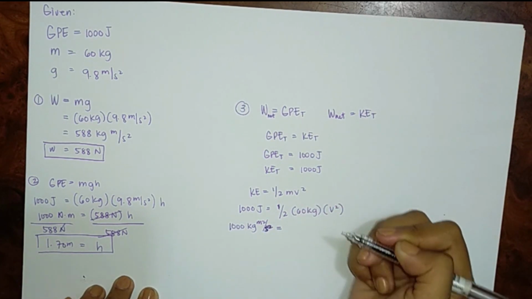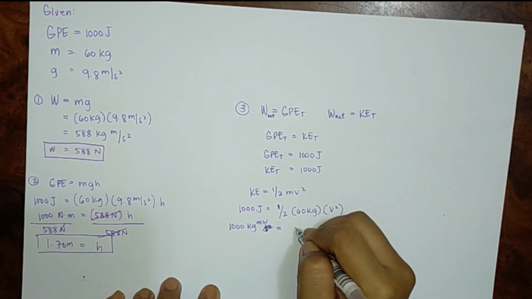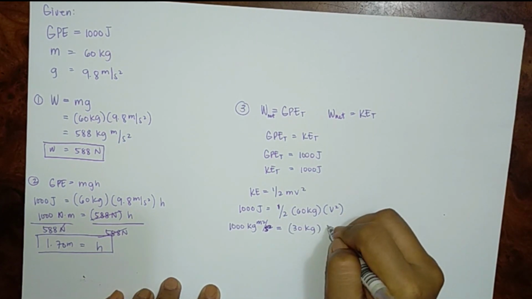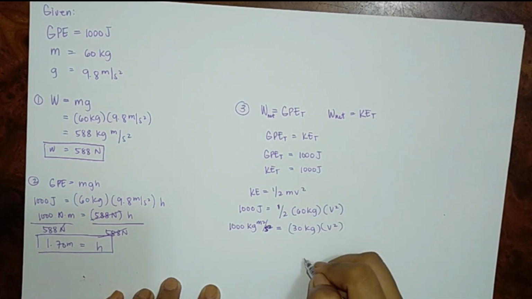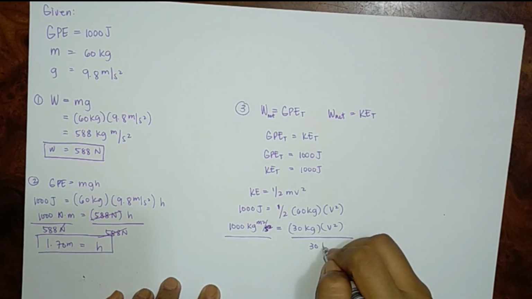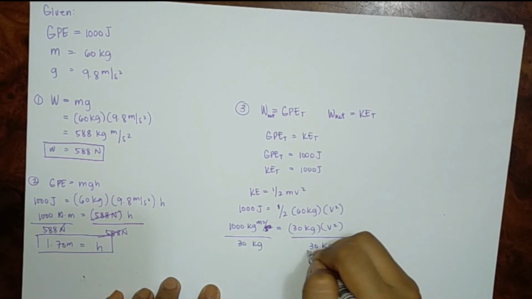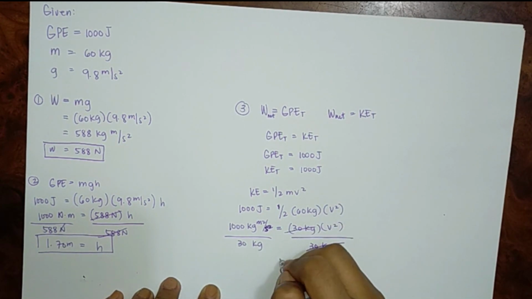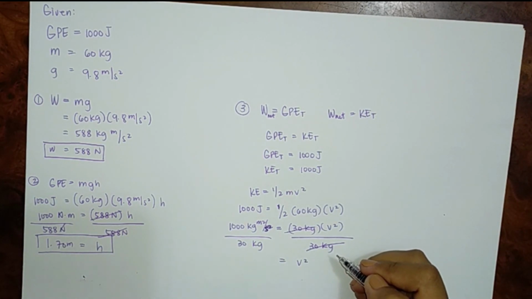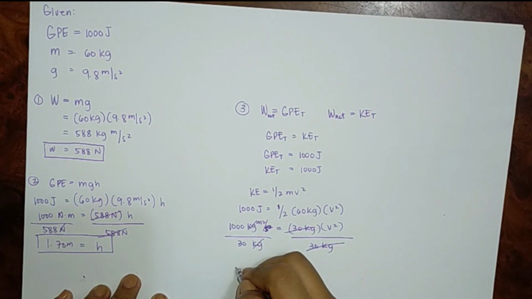So 60 divided by 2, this is 30 kilograms times your variable v squared. Divide both sides by 30 kilograms, and then cancel these 30 kilograms. You have the variable v squared left on the right side. And then cancel the units here.